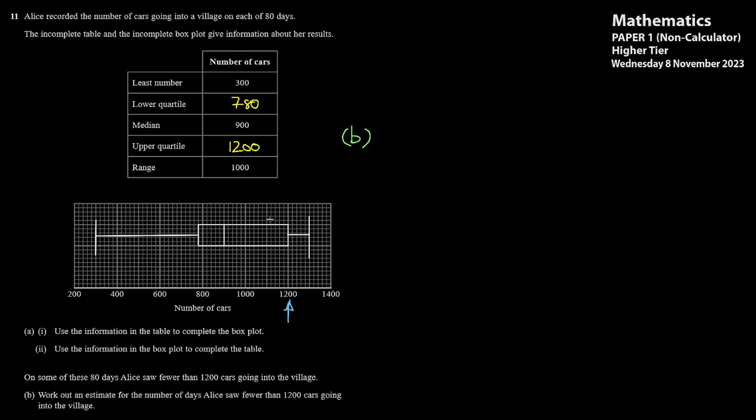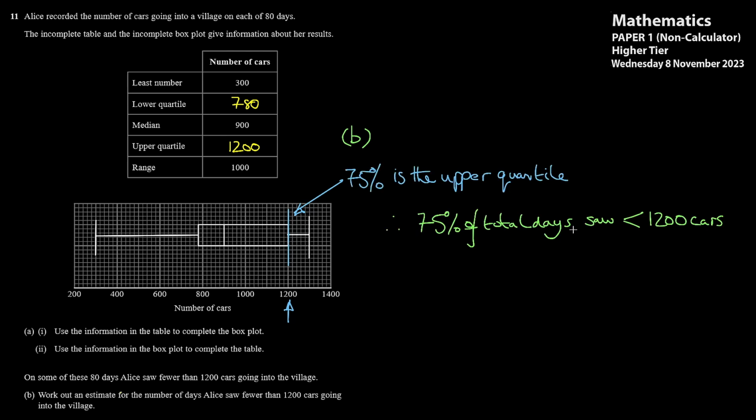Well, happily the value of 1,200 is right on the limit of the upper box, which represents 75% of the number of days that fewer than 1,200 cars entered the village. It's all points backwards, really.